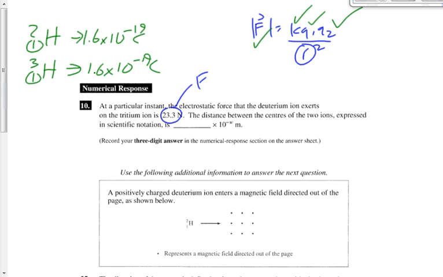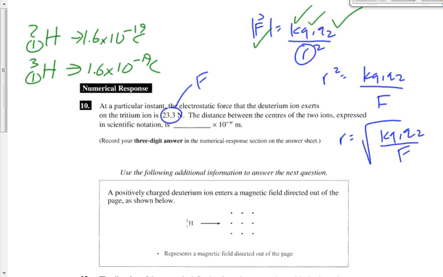Rearrange this equation. R squared is equal to kQ1Q2. Take the F down by dividing. Right? R went up, F went down. And then we're going to square root that. Do our math. And it works out to be 3.14 times 10 to the minus 15 meters, which, hey, pay attention to this one.